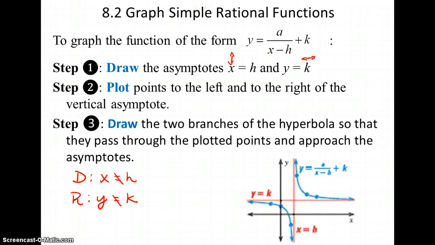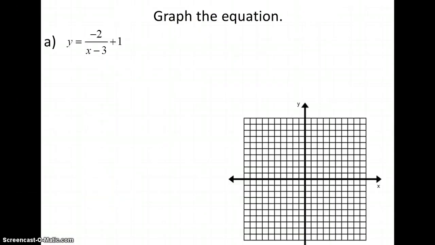All right, I think this looks pretty easy to graph because it says that it's simple. So let's go for it, shall we? Okay. Graph the equation y equals negative 2 over x minus 3 plus 1.